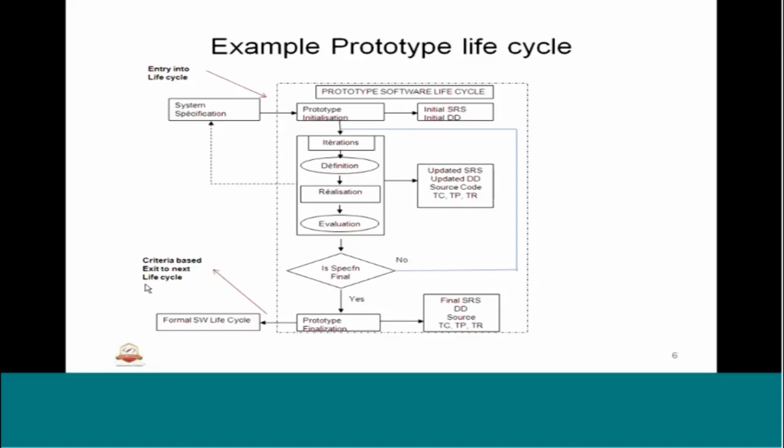That is the formal life cycle. So that is the criteria, and we need to define that criteria. All that criteria will be part of this prototyping life cycle. So with that, the prototyping life cycle ends for embedded software systems before we start the formal life cycle.